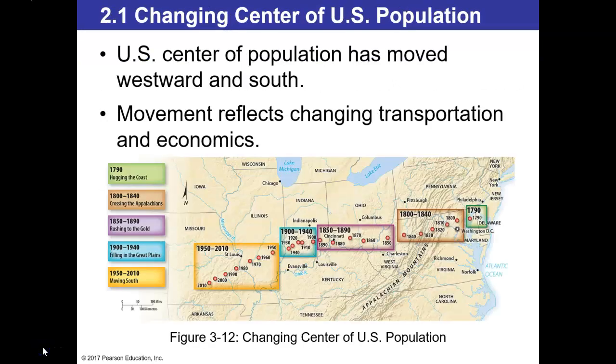Let's take a look at Figure 3-12, located on page 87 of your textbook. This looks at the changing center of U.S. population. The U.S. center of population has moved westward and south. Movement reflects changing transportation and economies. Let's break down each of these eras.